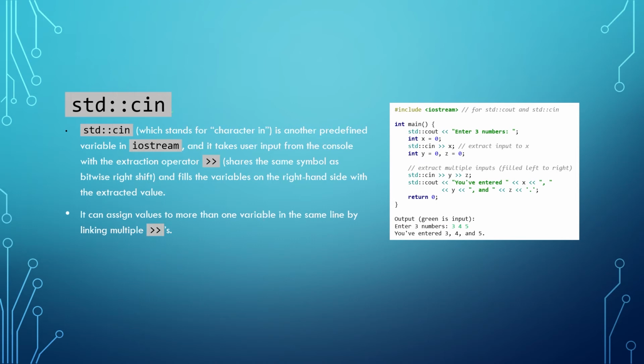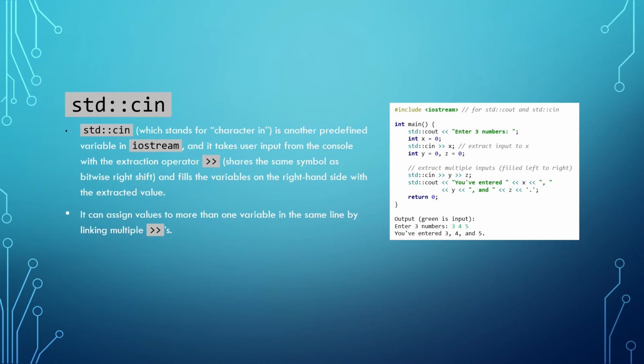So next we have std::cin. The cin stands for character in. It's another predefined variable in iostream, and it takes user input from the console with the extraction operator, which is the same symbol as the bitwise right shift operator, and it fills the variables on the right hand side with the extracted value. And it can assign values to more than one variable in the same line by linking multiple of these symbols.